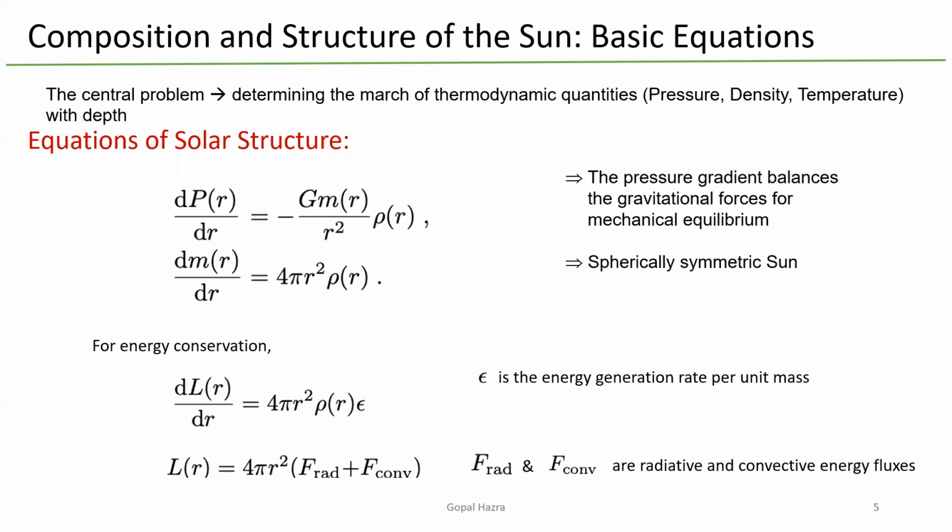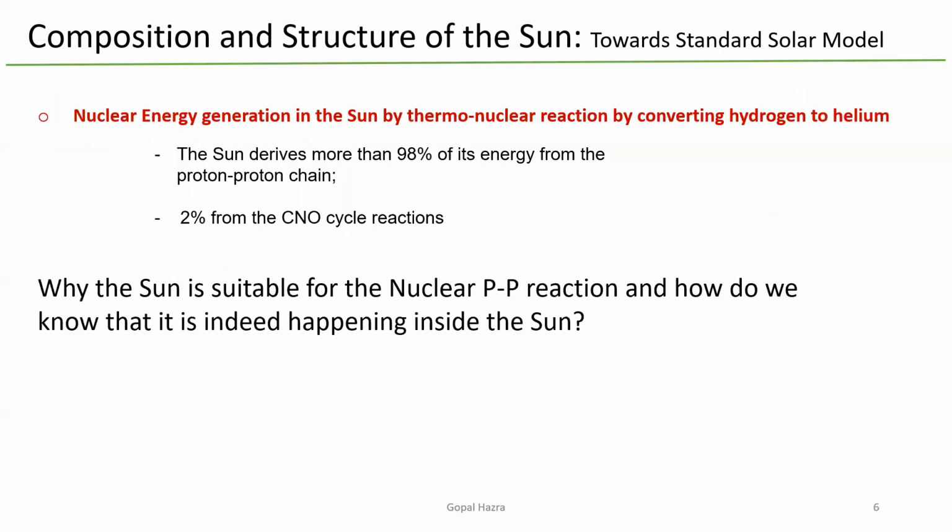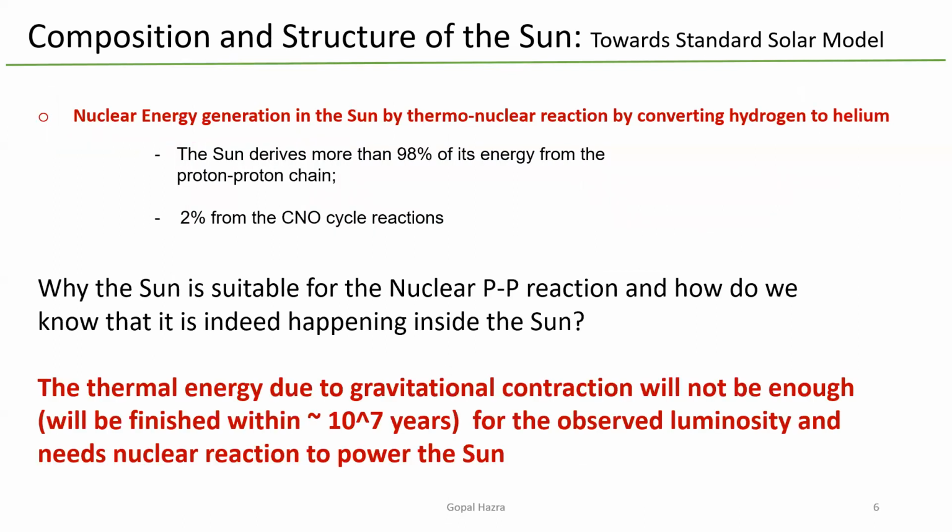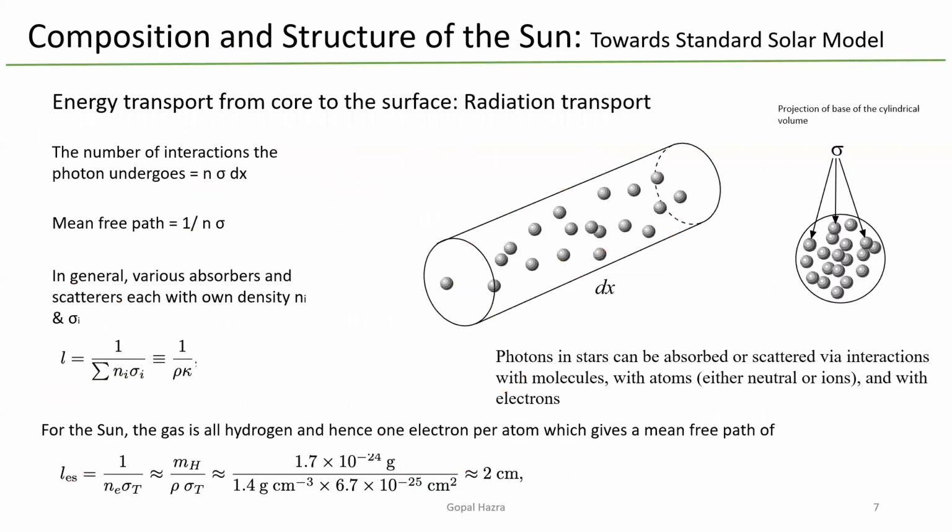It's fine. Yes. So this is, from your undergrad physics or from the fundamental momentum conservation, everything you can actually derive. So that's why we are saying that thermal energy due to gravitational contraction will not be enough to hold the sun against its collapse, and we need nuclear reaction. So now come to the energy transport.